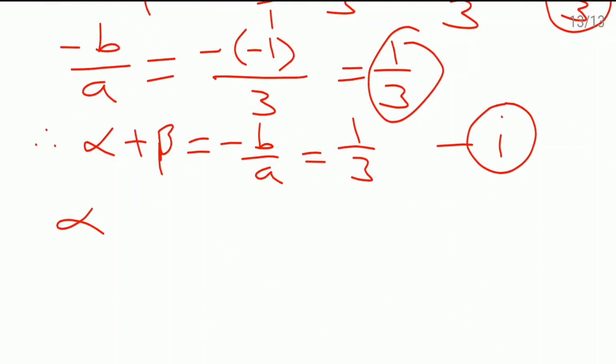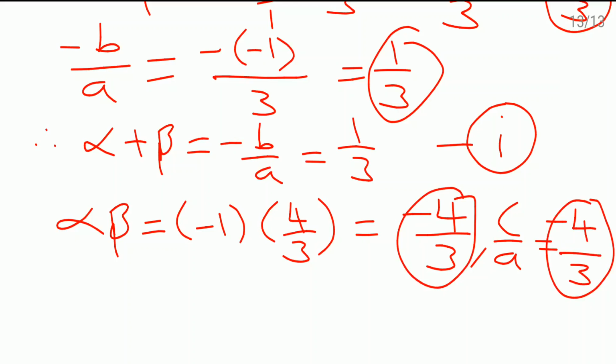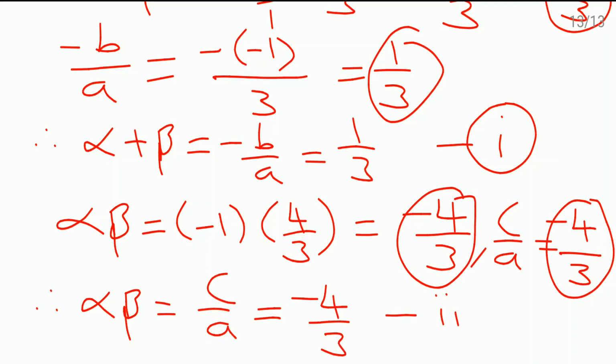Now we'll write down the product. So product is alpha into beta. Alpha is minus 1, beta is 4 by 3, which is equal to minus 4 by 3, and c by a. C is what? Minus 4. A is what? 3. Now look at these two values here. Both the values are same. Therefore alpha into beta, which is equal to c by a, which is equal to minus 4 by 3. This way we are showing the relationship between the zeros and the coefficients.